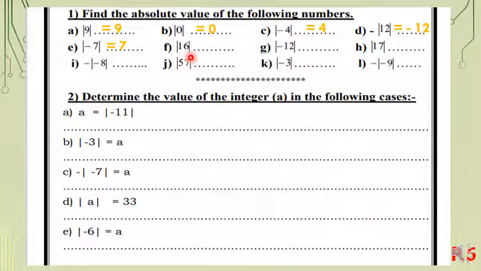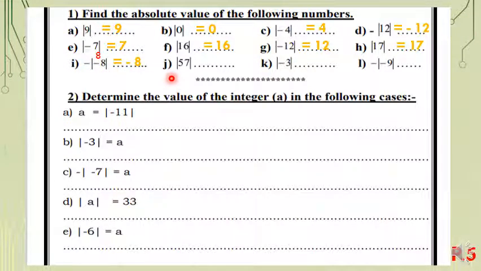Absolute value of 16 equals 16. Absolute value of negative 12 equals 12. Absolute value of 17 equals 17. Letter I, negative, the absolute value of negative 8. So here I have the negative outside, so I'm going to keep it in my answer. Negative, what is the absolute value of negative 8? 8. So my answer will be what? Negative 8. This negative is the sign which is outside the absolute value.